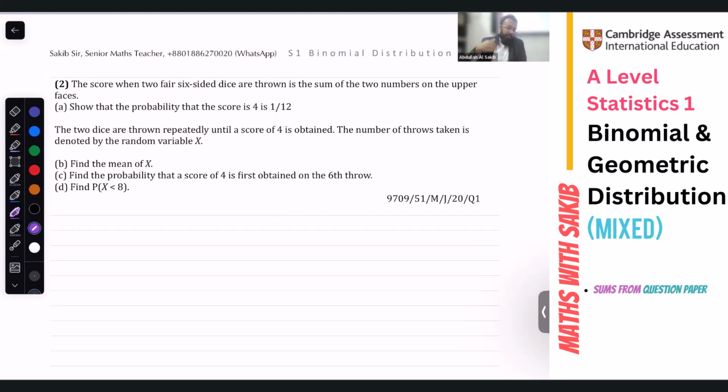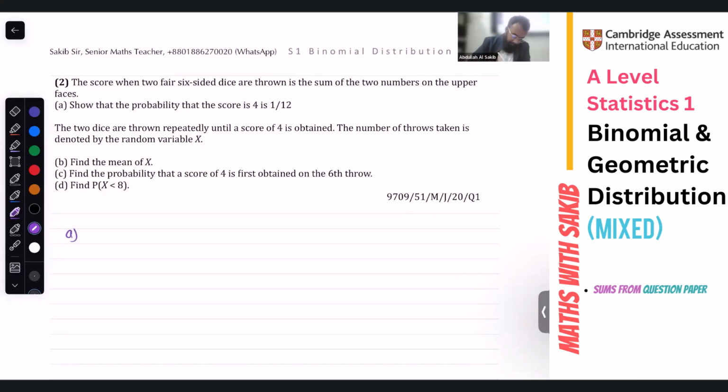It says the score when 2 fair 6-sided dice are thrown is the sum of the 2 numbers on the upper faces. That means very simple. When you throw 2 fair dice, the sum is the 2 numbers on the upper faces. So the probability that the score is 4 is 1 over 12. That means the sum is 4. Clear? So simple.